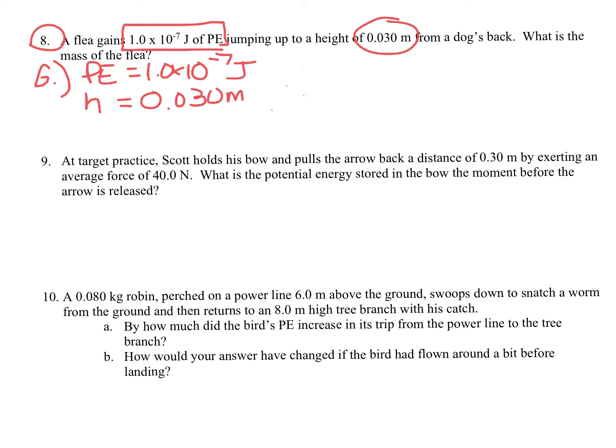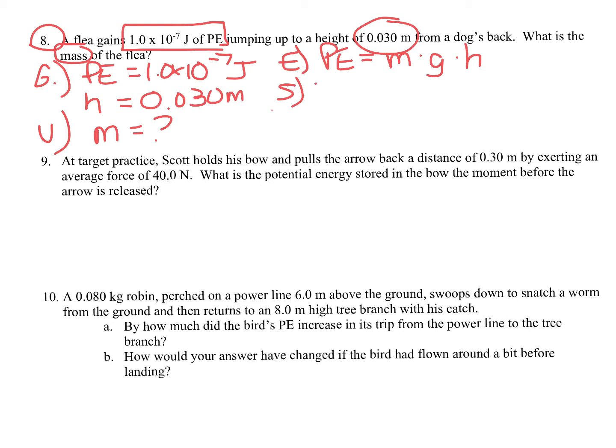0.03 meters, and we know that the height off the ground is related to the potential energy of an object when we talk about gravitational potential energy, that is. Perfect. And we want to know what the mass of the flea is going to be. So that is our unknown. Luckily for us, we know the equation for potential energy due to gravity is mass times gravity's acceleration times height. So all we need to do is start plugging in for that, and we can do that.